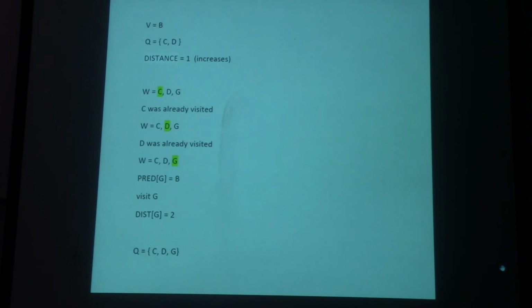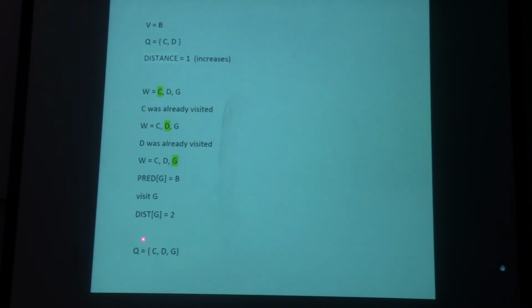And so now we're going to look only at the neighbors of B, which are going to be C, D, and G. C was already visited, so the loop quickly shortcuts, and there's nothing to do. Now W takes on the value of D. D was already visited, so we're done. And now W takes the value of G. G has not been visited. So the predecessor of G gets the current V, which is B. We visit G and set the distance of it 1 more unit than how far B is from A.